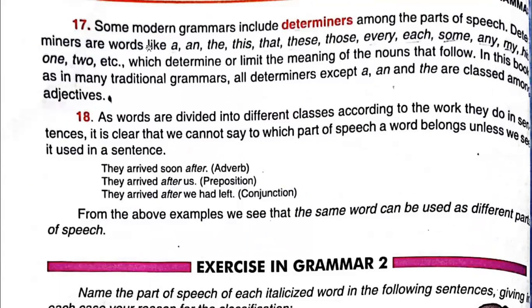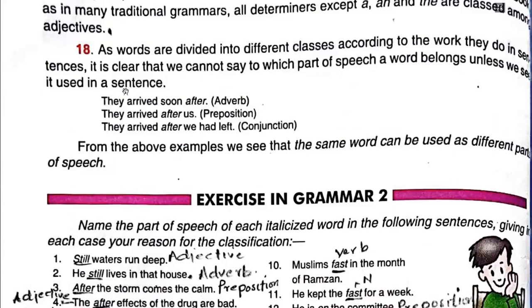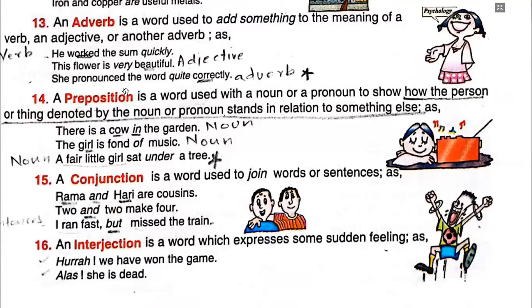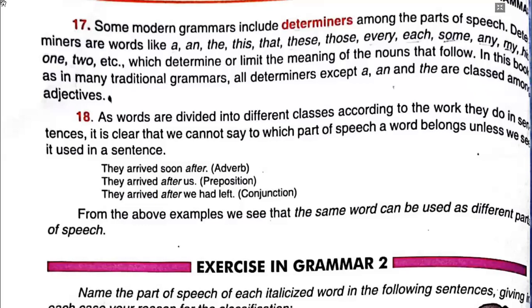Some modern grammar include determiners. Sir, is it the same page? Yes ma'am, this is point number 17. Okay. Some modern grammar includes determiners among the parts of speech. Determiners are words like a, the, e.